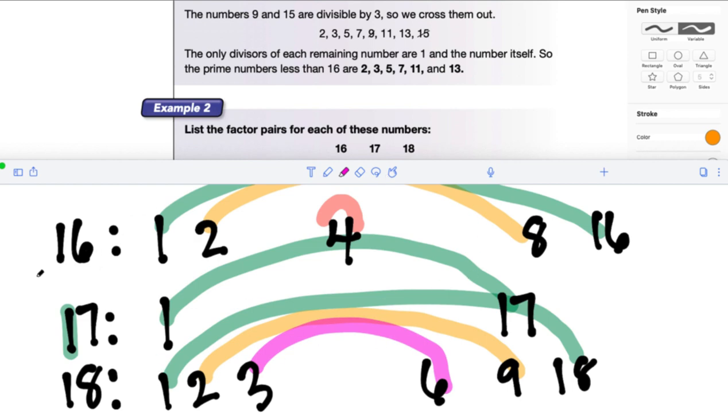So the factors of 16 are 1, 2, 4, 8, and 16. The factors of 17 are 1 and 17. The factors of 18 are 1, 2, 3, 6, 9, and 18.